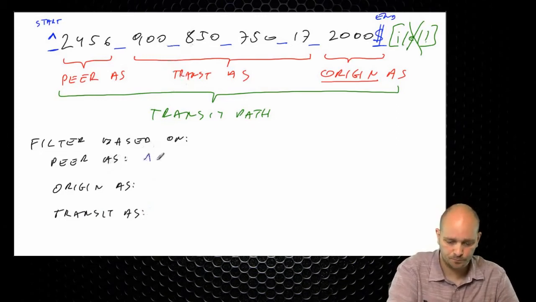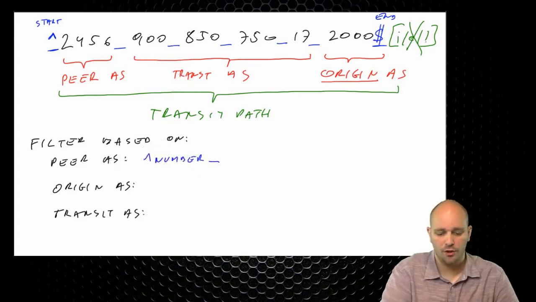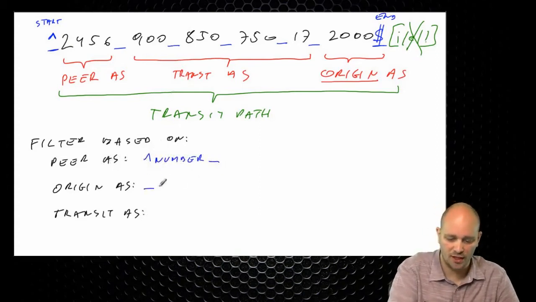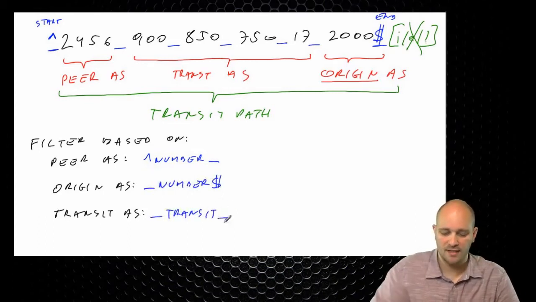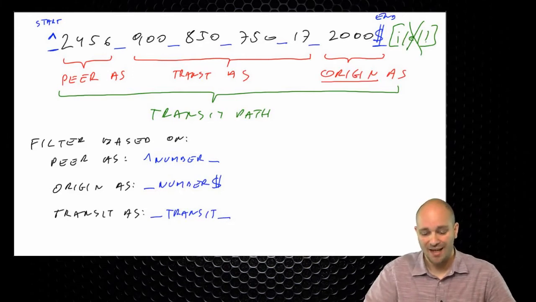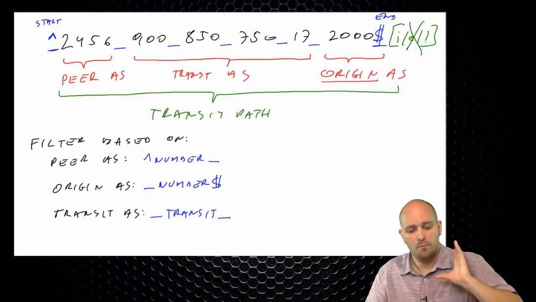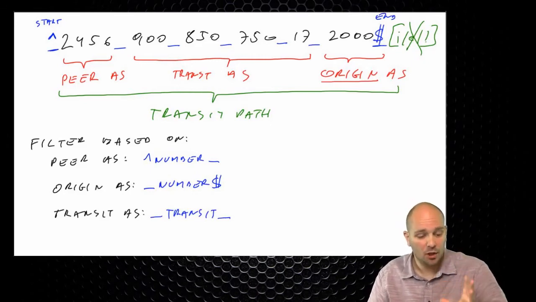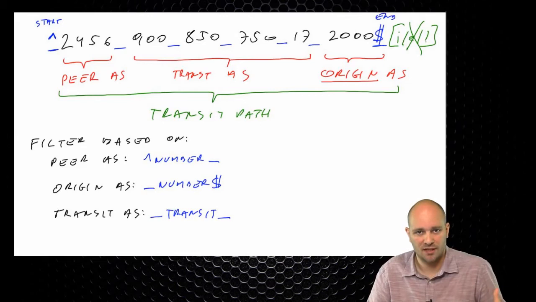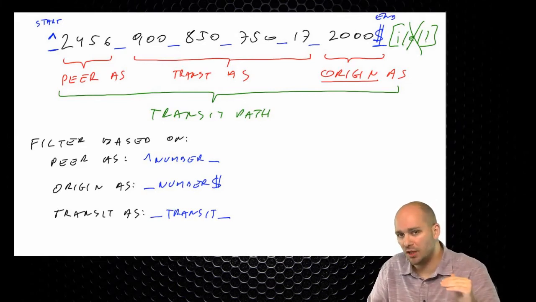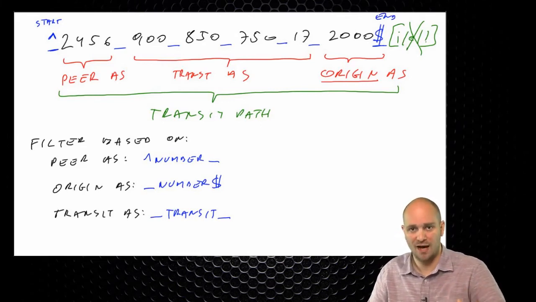Now, the very simple cheat sheet here would be, if you want to filter based on the peer AS, this is your cheat sheet. If you want to filter based on the origin AS, this, and if you want to filter based on the transit AS, this would be the filter that you can use. Now, as I said, this is a very, very quick and dirty cheat sheet. Why do I call it the cheat sheet? Because I'm not actually explaining how the regular expressions work, but these are the most likely questions that you are going to be asked in the lab.